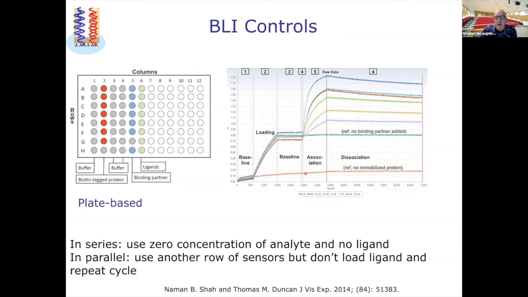And then so with a ligand, you can look at what the background interaction is of the analyte to the surface. And here in this one, which is G, you've got no binding partner, and then this is just looking at really the instrument drift.